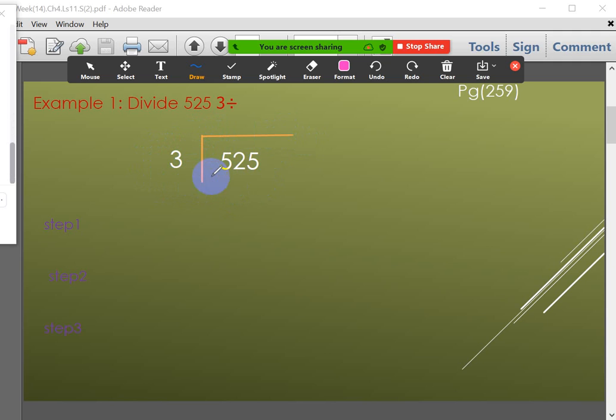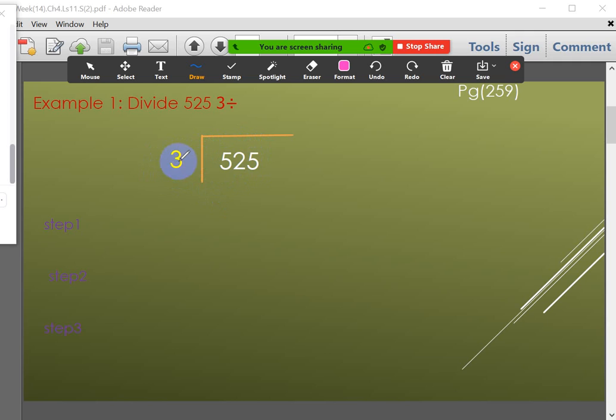Girls, please focus with me. How will I divide this multi-digit number by a one-digit number? First thing, I will start with the first digit on the left side, which is 5. Can I divide 5 by 3? Yes, 5 is greater than 3. So I can divide it.